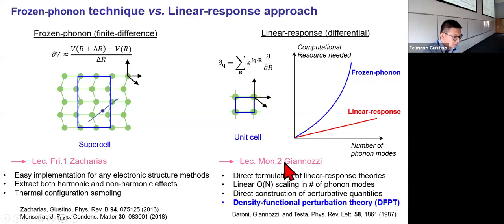And the advantage is that it's computationally much cheaper. For each phonon mode, the computational cost is the same, and it's also similar to a unit cell, like a standard band structure calculation. Whereas in frozen phonon calculations, the computational costs increase significantly because most of the electronic structure methods are not linear order methods. And one of the most successful linear response approaches is DFPT, which has been a central topic of the school.